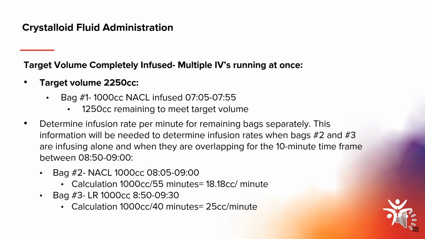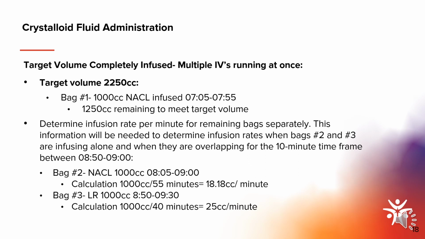In this example, bag number 1 was given separately from bag number 2 and bag number 3. The first 1,000 cc's of the total volume needed was completed by 7:55. So now we need 1,250 cc's to complete the required target volume.